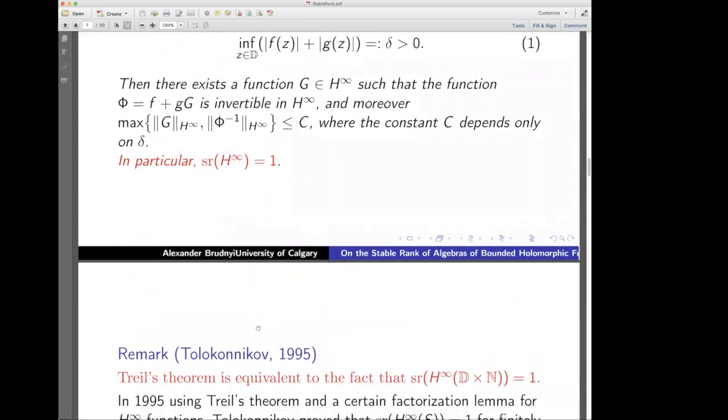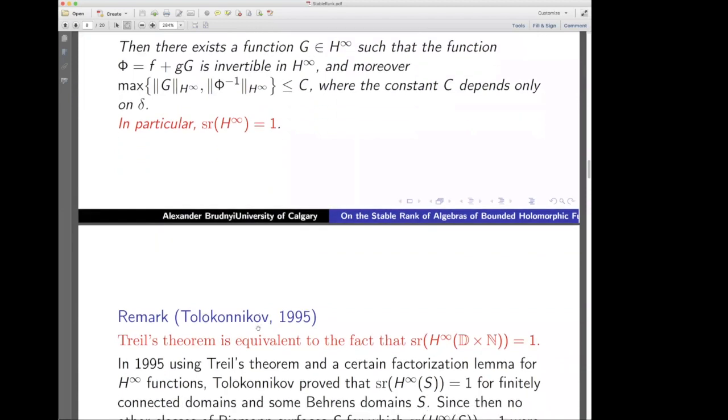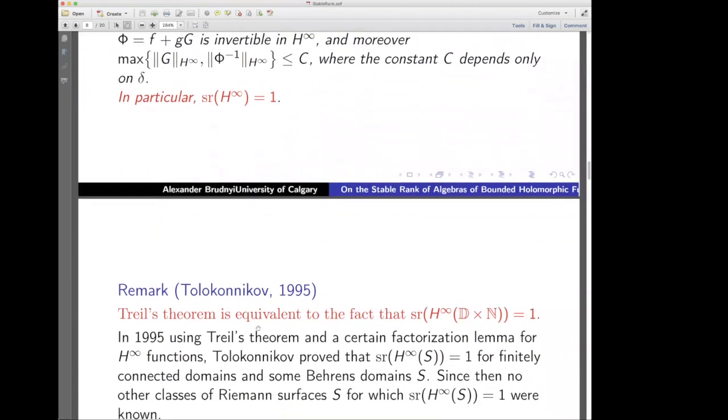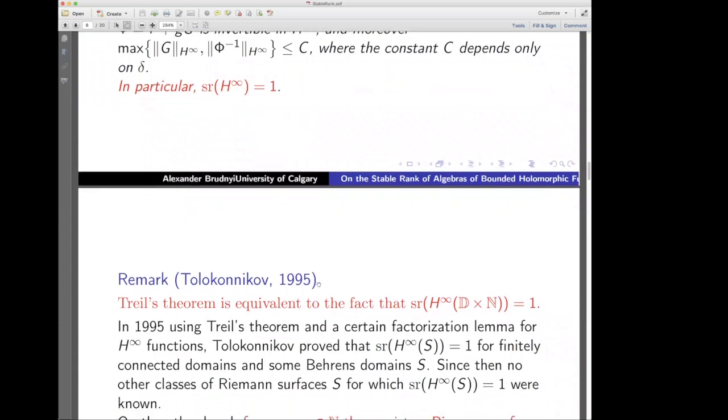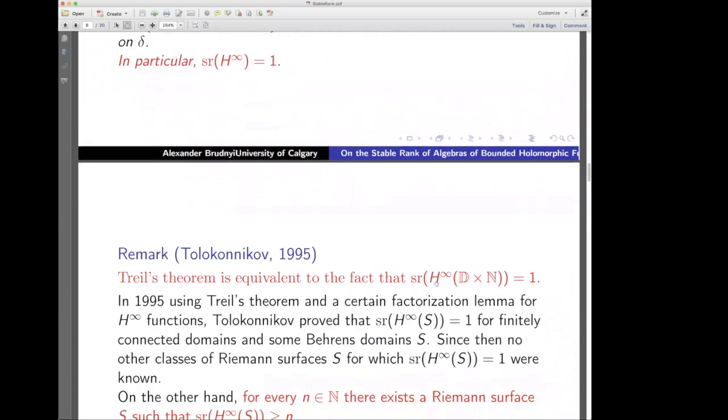Now it was a simple observation of Tolokonnikov in 1995 that actually Treil's theorem is equivalent to the fact that the stable rank of the algebra H infinity(D times N) is 1 as well. What is it? D times N.